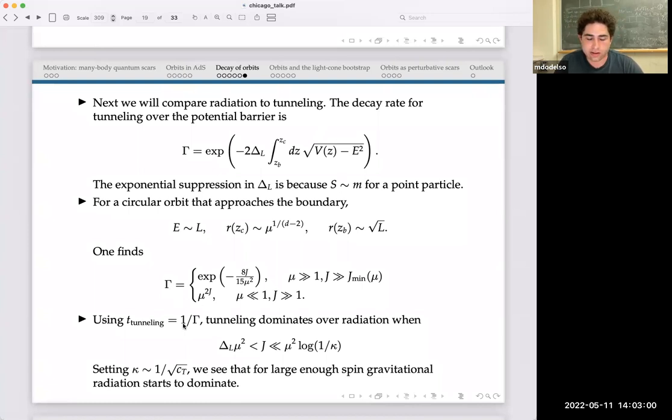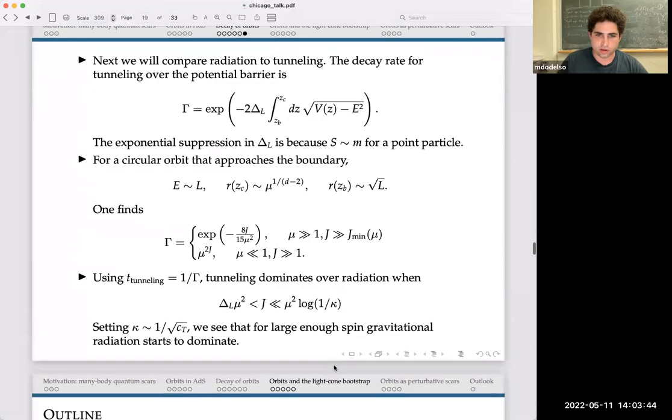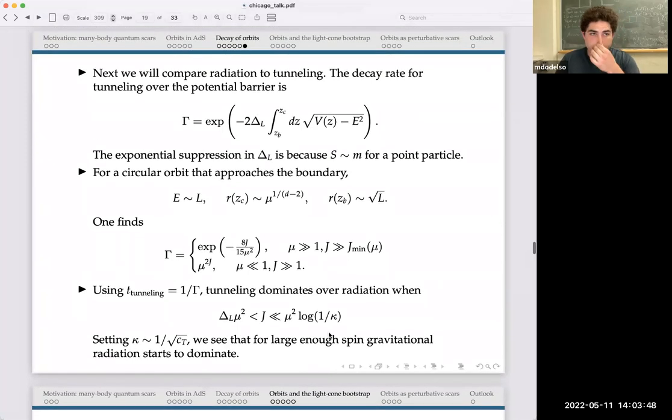And now the decay time due to tunneling is the inverse of that. What you find is that the condition for tunneling to dominate over radiation can be written like this. Let's set kappa equals 1 over square root CT, which is appropriate for gravitational radiation. And what we find is that for large enough spin, gravitational radiation starts to dominate over tunneling. The reason for that is essentially that tunneling is exponentially small in spin, and radiation is only polynomially small in spin. Okay, so I think that should cover the decay time of these orbits. Are there any questions about that calculation?